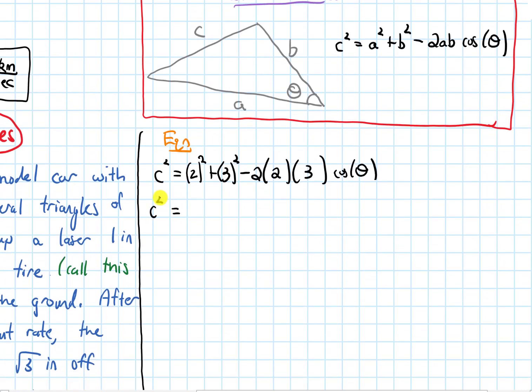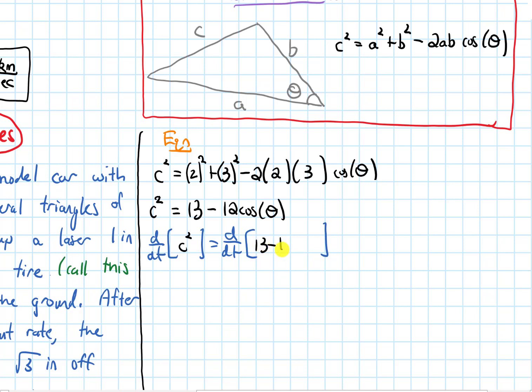Now let's simplify. We get C squared equals 4 plus 9 is 13, and then minus 2 times 3 times 2, that'll give me minus 12 cosine theta. Okay, so we got an equation. Now we're ready to differentiate. So d dt of the left is going to be d dt of the right: d dt of C squared equals d dt of 13 minus 12 cosine theta. And we're ready to differentiate implicitly.